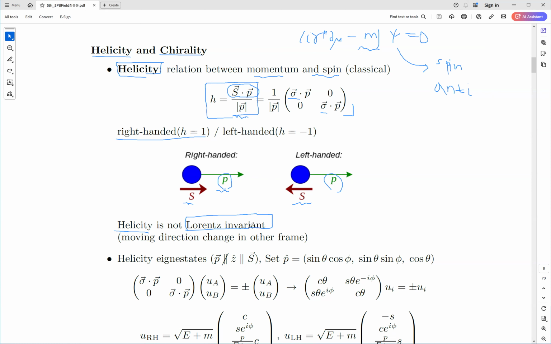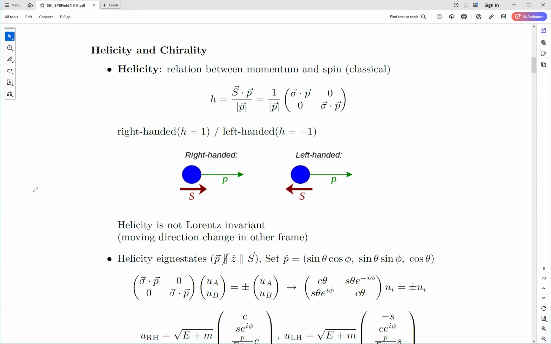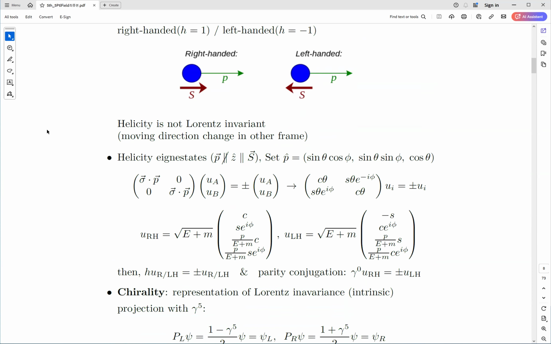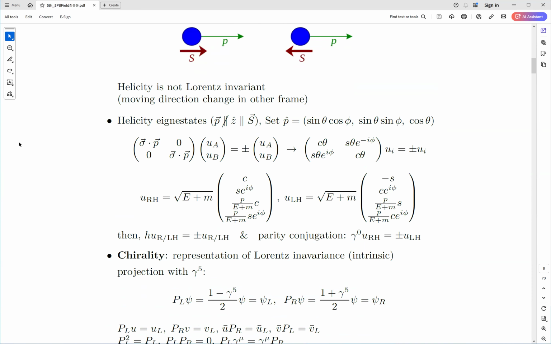So this is a good intuition in the classical regime, but this is not useful to classify the right-handed and left-handed helicity states because it is not relativistically invariant. And when the momentum direction is not aligned with the z direction, but the spin direction is aligned to the momentum direction, then we can find the helicity eigenstates for such a case, with no alignment between the axis and the spin direction.